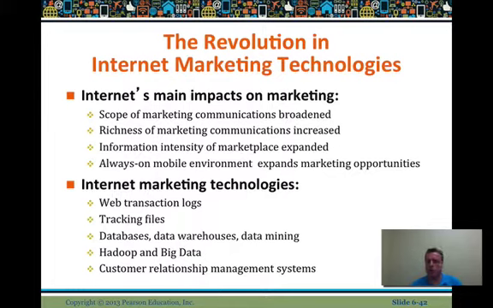The always-on mobile environment expands opportunities, so people are always on, they're always 24/7 able to. Now, not each individual, but your doors are open 24/7. And you need to be tracking this information, files, web transaction logs, storing this information in warehouses, data mining, and using tools that help you with your big data crunch.